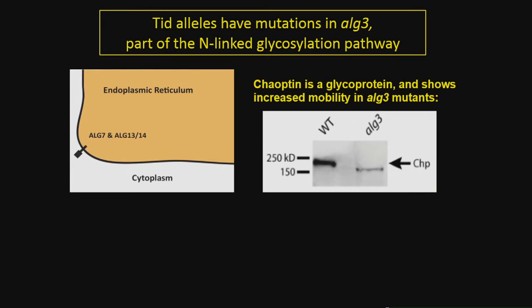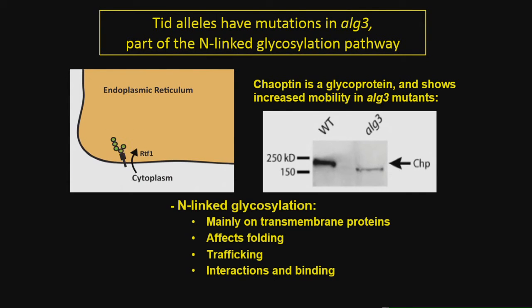Now, just to confirm, we looked at glycoproteins in these mutants. One of those glycoproteins is K-optin, which has multiple glycosylation sites. If you look at proteins that get glycosylated in these mutants, you see increased mobility. You see a shift in a band, which indicates that you lose this glycosylation, and therefore our mutants have impaired glycosylation.